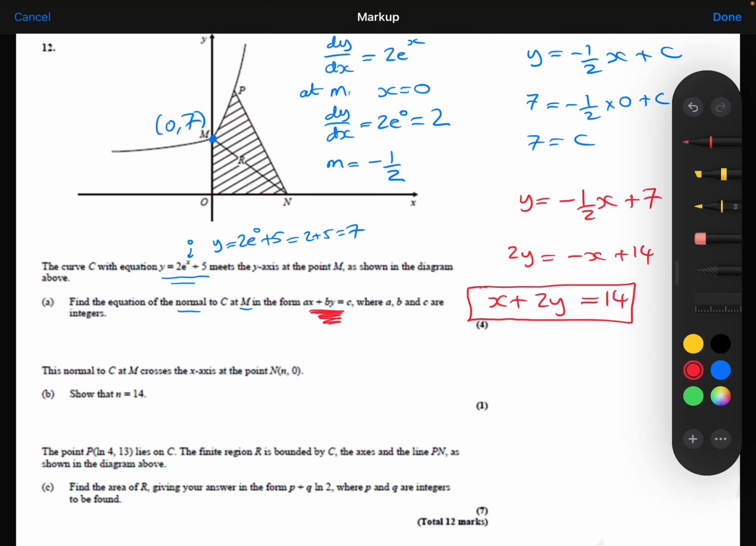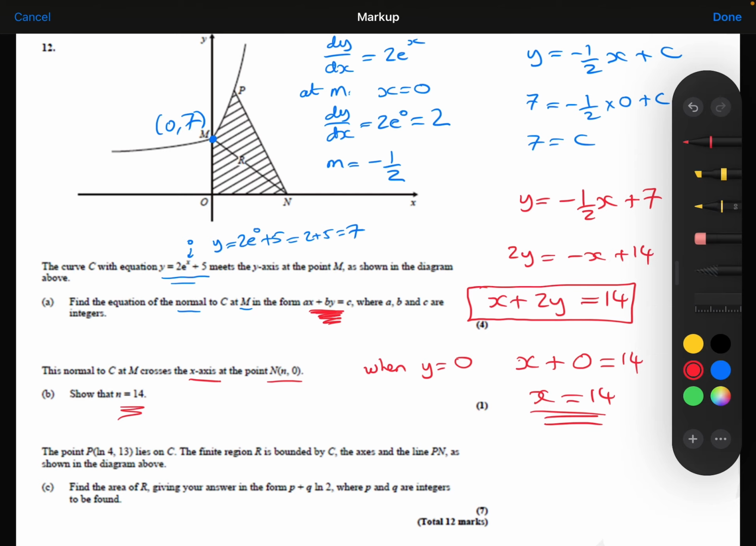We're then told that the normal to C at M, so what we just found, crosses the x-axis at the point n, 0. And I need to show that n is 14. So when the y coordinate is equal to 0, if I substitute 0 into my formula, x plus 2 times 0 equals 14. So x equals 14, which was what we needed to show.